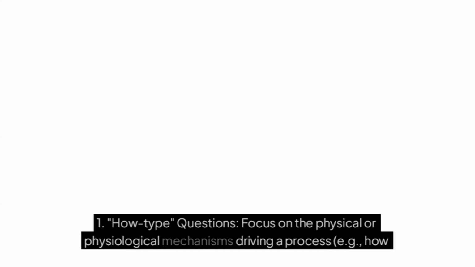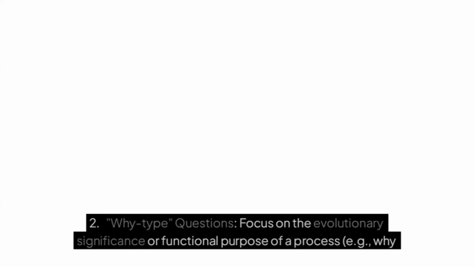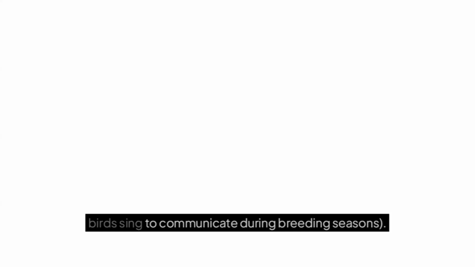Scientific inquiries in ecology. Ecologists evaluate biological phenomena using 2 distinct types of inquiries. 1. How-type questions focus on the physical or physiological mechanisms driving a process, e.g., how birds produce sound via voice box operations. 2. Why-type questions focus on the evolutionary significance or functional purpose of a process, e.g., why birds sing to communicate during breeding seasons.